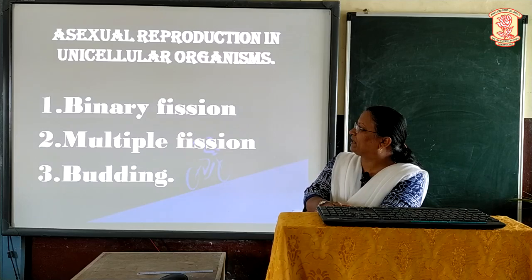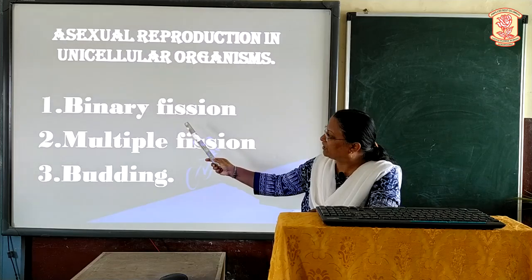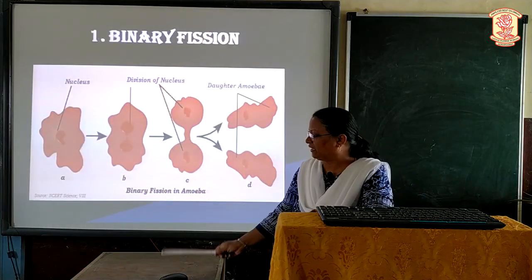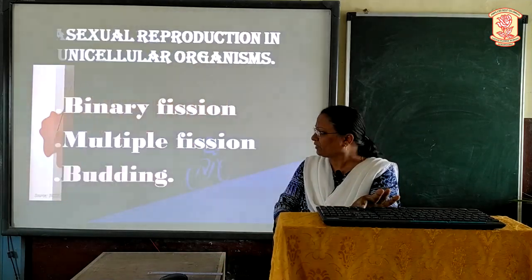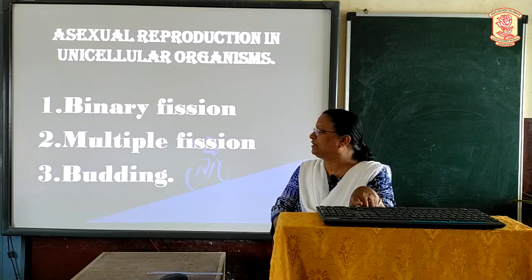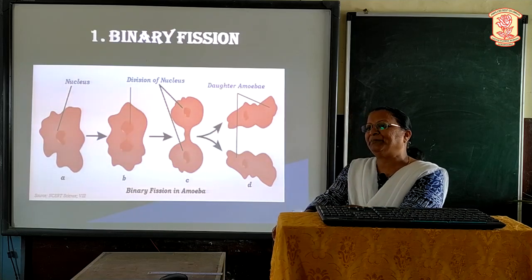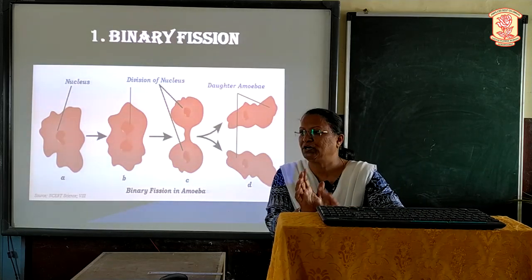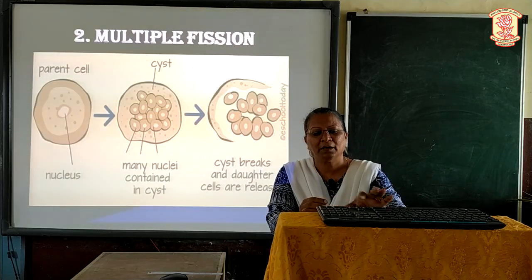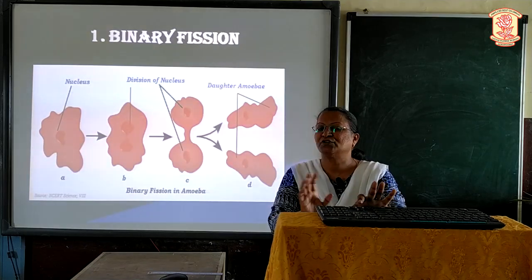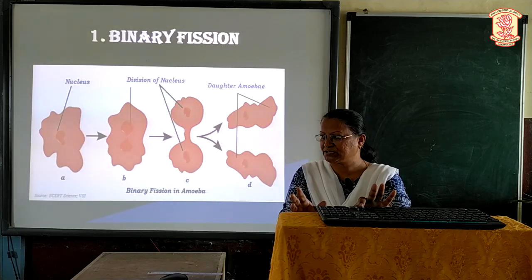In unicellular organisms, asexual reproduction takes place by three methods. The first is the binary fission, second is the multiple fission, and third is the budding. Now we proceed with binary fission. You very well know that amoeba does not have a particular shape. It changes its shape according to its requirements. But during this process of reproduction, the amoeba does not change its shape, it becomes constant.